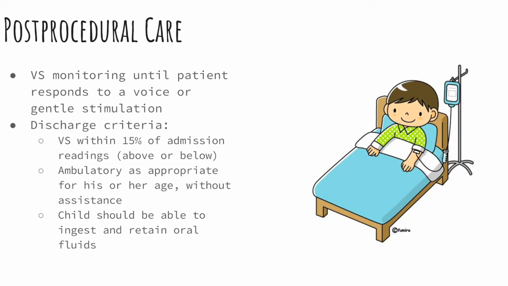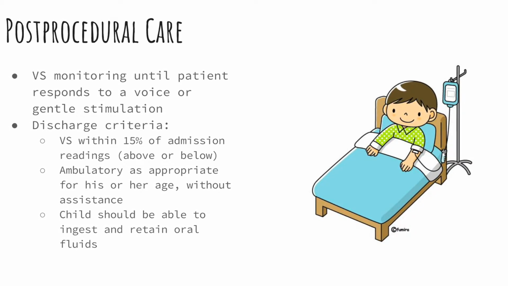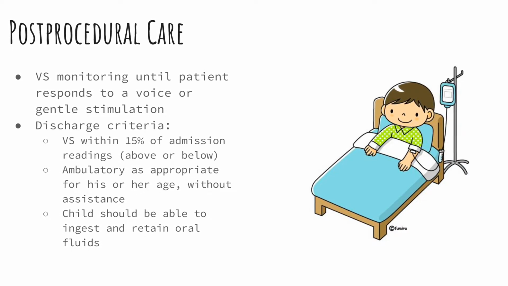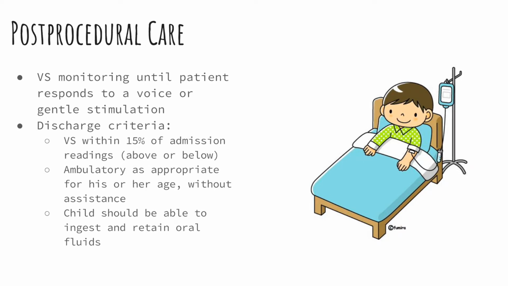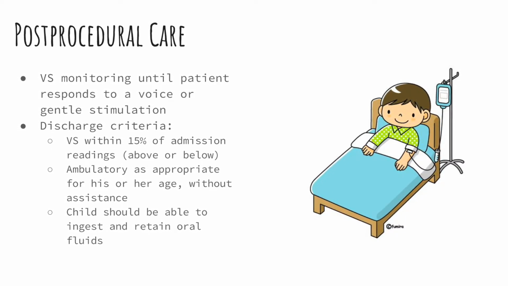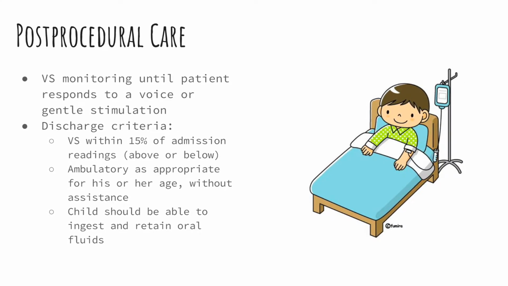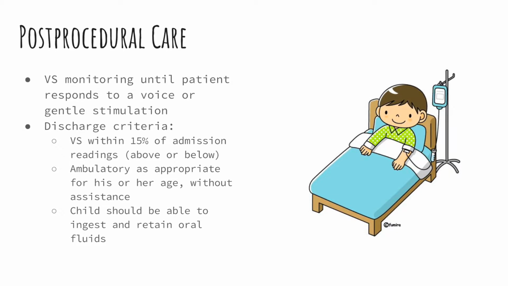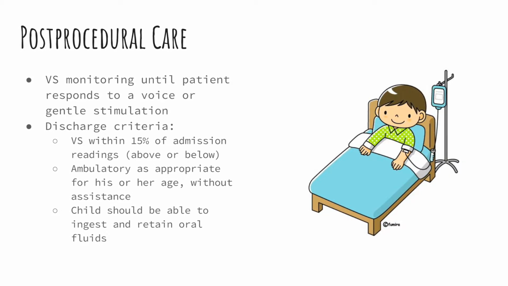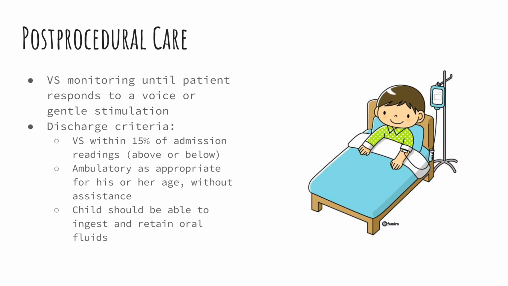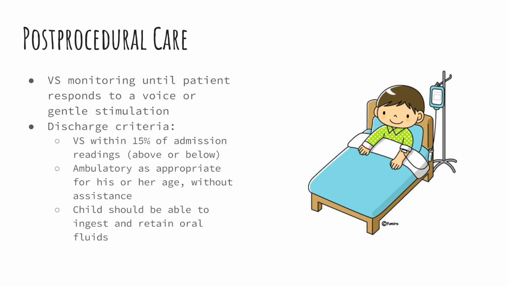Some of the discharge criteria for kind of an outpatient procedure is vital signs within 15% of admission readings, ambulatory as appropriate for his or her age, or just back to their baseline, whatever they were before. And the child should be able to ingest and retain oral fluids. So you can give them some ginger ale, some ice chips, and water when they're starting to wake up. They might be a little queasy or nauseous, so it's good to start slow and see if they can handle it.